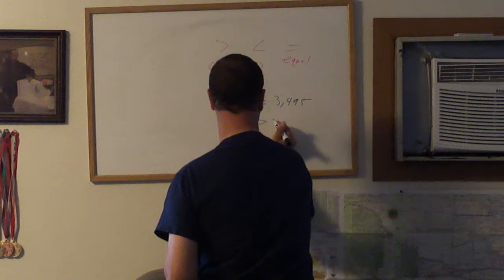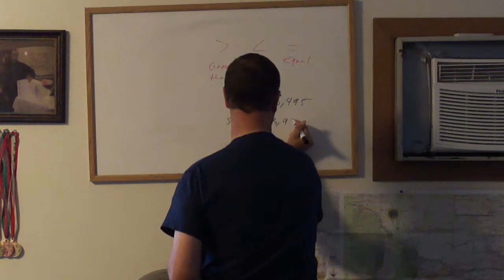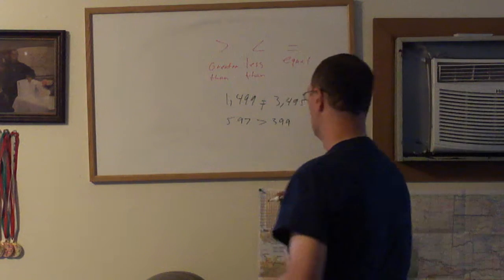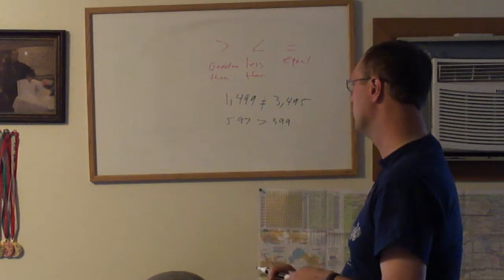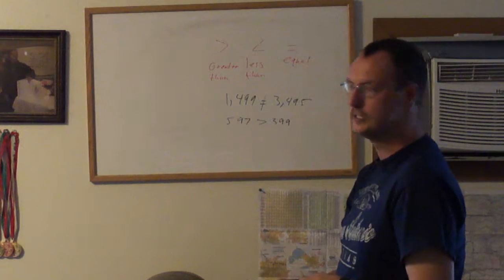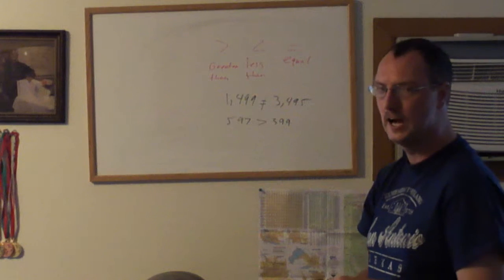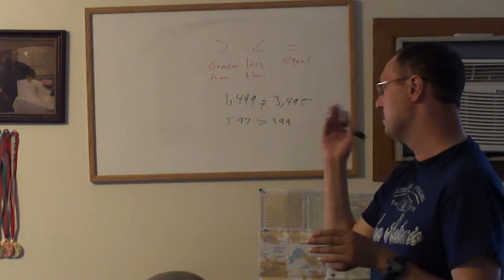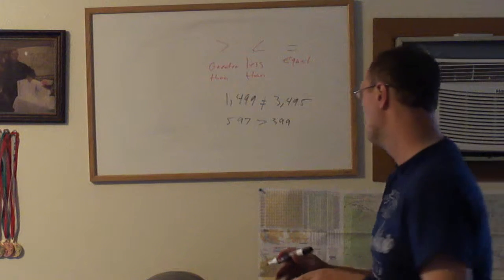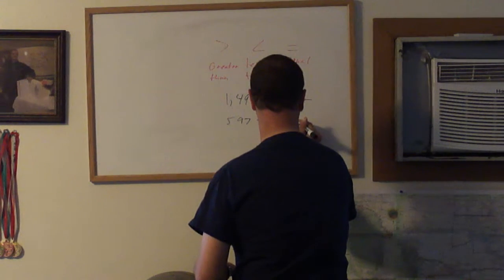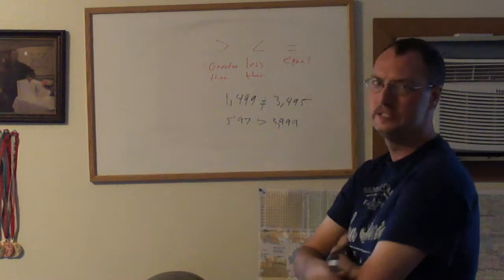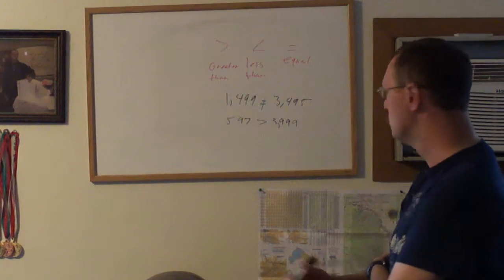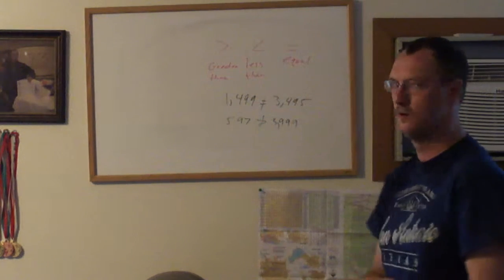Now, another example, 597 is greater than 399. Now, is that statement true? Yes, it is. Otherwise, that statement would be false. If it said 3,999 this time, the statement would be false.